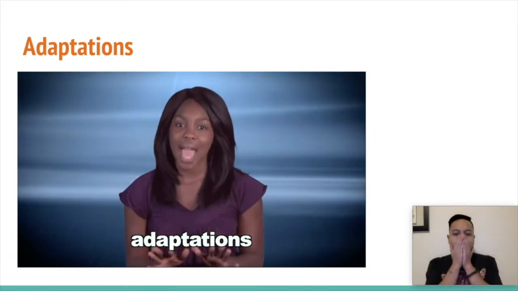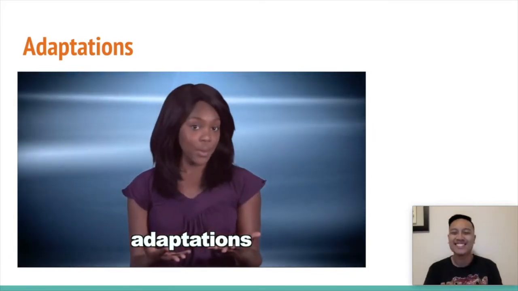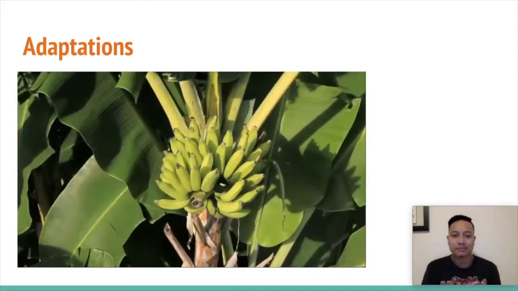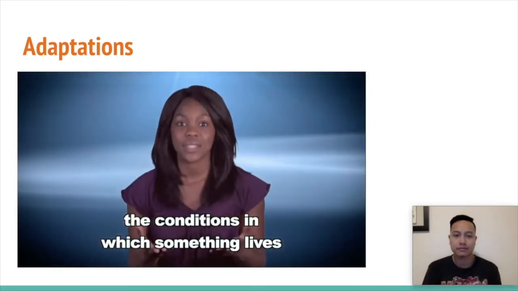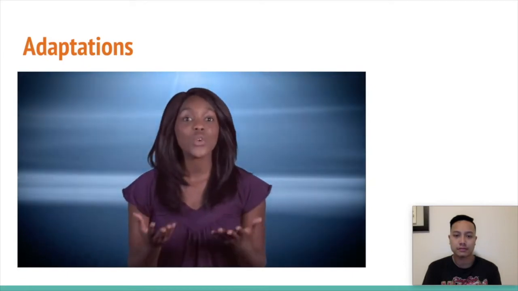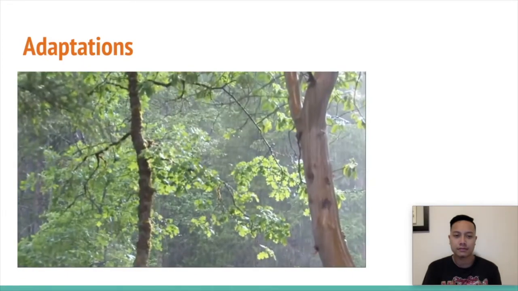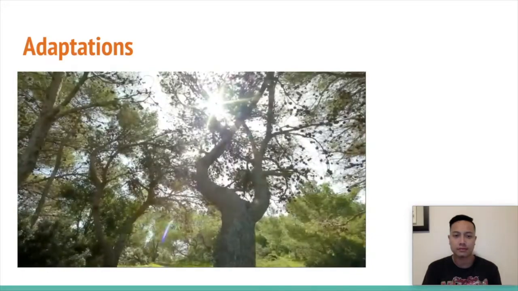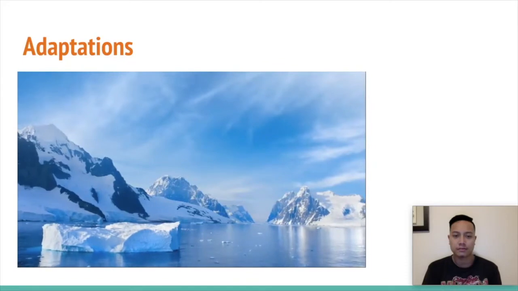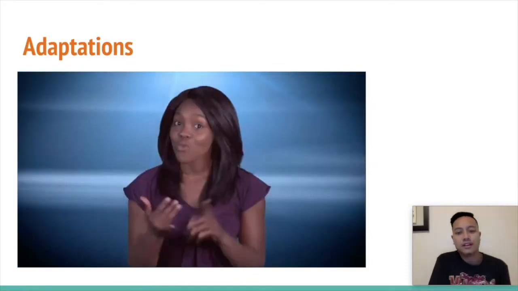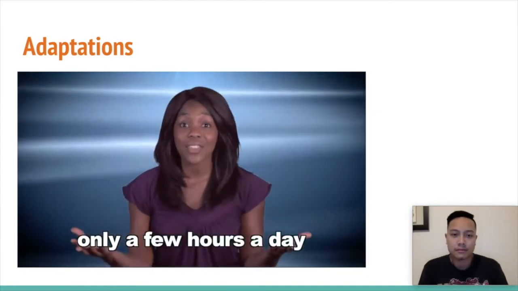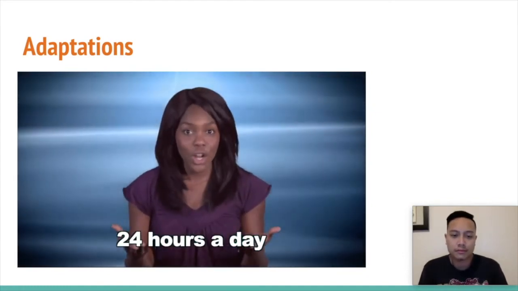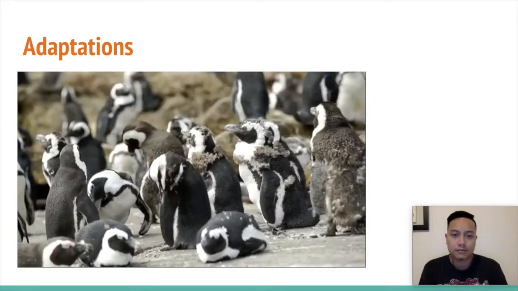In order to understand adaptations, let's start with a basic example. We know that mangoes and bananas grow only in warm tropical environments. Environments are the conditions in which something lives. For mangoes and bananas, their ideal growing environment requires a certain amount of rain, warm temperatures, and a steady amount of sunshine. After all, we don't find mangoes and bananas growing in Antarctica, but Antarctica's environment, rain, cold temperatures, and sunshine that ranges from only a few hours a day in the summer to 24 hours a day in the winter is perfect for other living things like penguins.